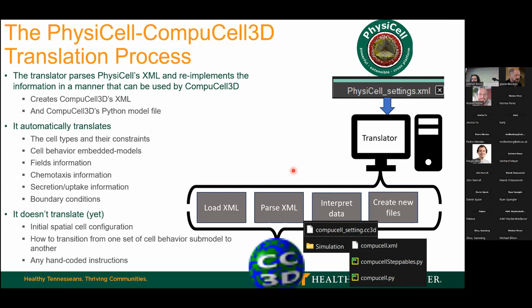So in short, what the translator does is parse the XML from PhysiCell, just the settings XML file, interpret that data, and translate by itself the cell types and their constraints. So things like what volumes should the cell have? Does it do chemotaxis? Does it secrete or uptake from any chemical field? What phenotypes does it show, which is the other Python package that I won't get into, maybe this afternoon. Also, what are the fields there? Oxygen, glucose, whatever. What is the field's diffusion and decay rate, and so on. How the cell should do secretion and uptake of chemicals. What are the boundary conditions? And I think that's pretty much it.